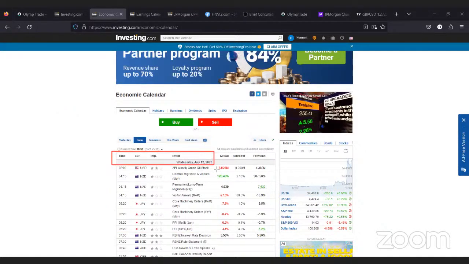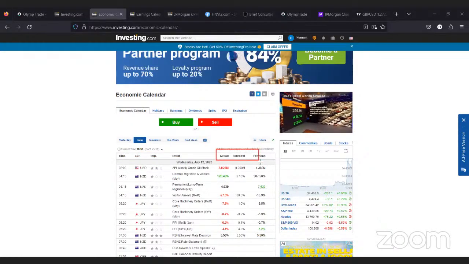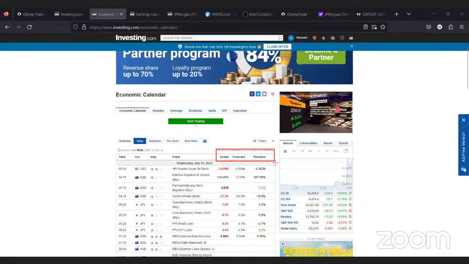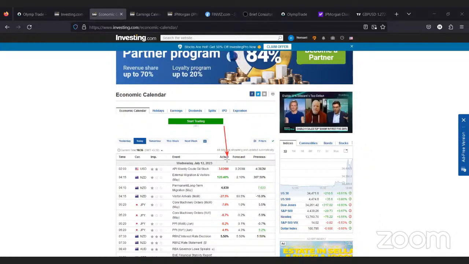What is the important news? After that, there is actual, forecast, previous. Previous means the news which came previously. Forecast is the news which is expected for today or tomorrow or this week. And actual is the real news compared to the expectation. Is it positive or negative? You can find that from here.